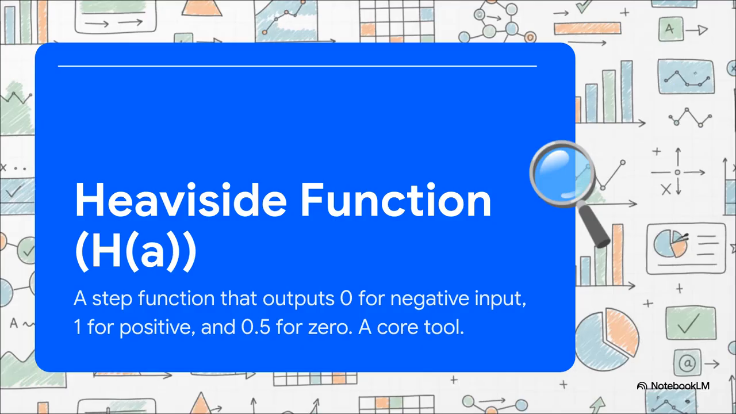Now, to build these scorecards, we need some tools. And one of the most fundamental tools in the box is the Heaviside step function. It's really just a simple but super powerful on-off switch. If you feed it a positive number, it outputs 1. If you feed it a negative number, it outputs 0. And what if you give it exactly 0? Well, it gives you a half point, which is kind of like the mathematical way of saying, I'm not sure.